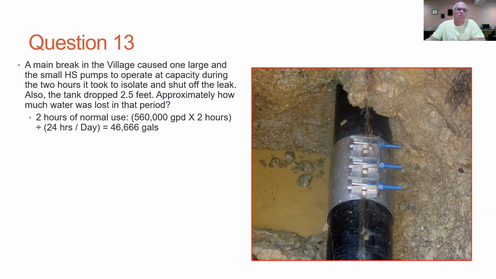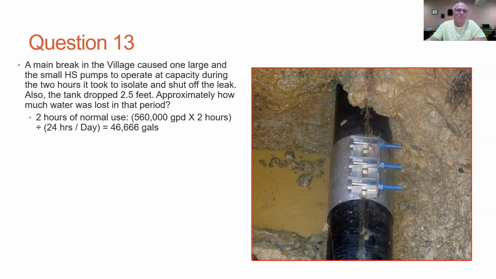2 hours of normal use. I go into my operating sheet and I remember that I'm using 560,000 gallons a day. If I do that for 2 hours, divided by 24 hours in a day, I come up with the people normally using 46,666 gallons in those 2 hours. That's on average, the only thing I can work with here. So on average, we're using over 46,000 gallons.